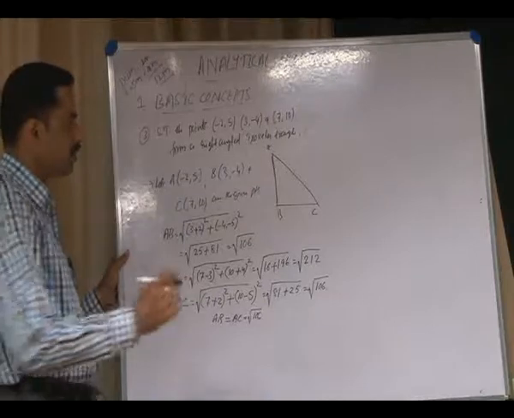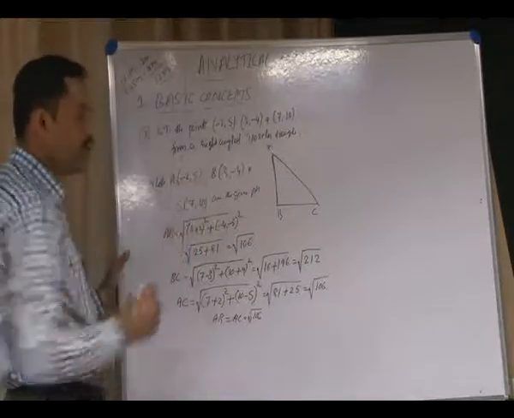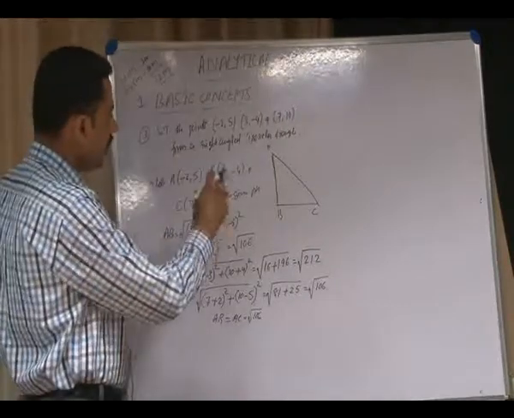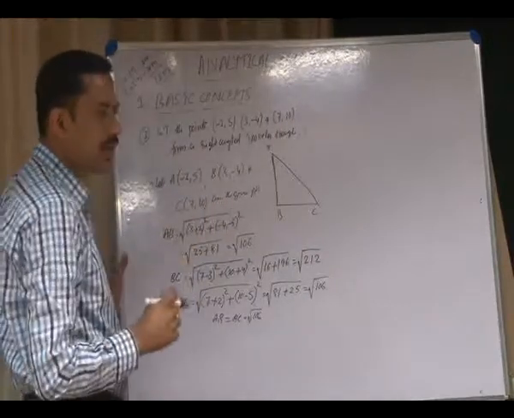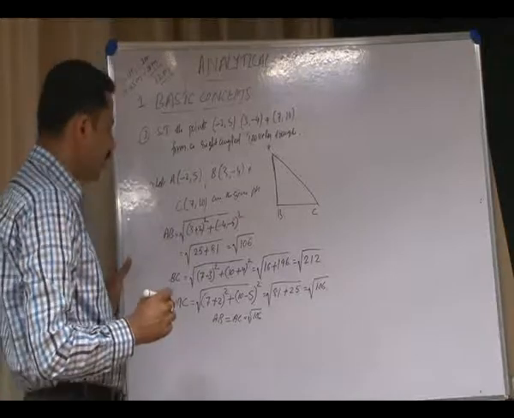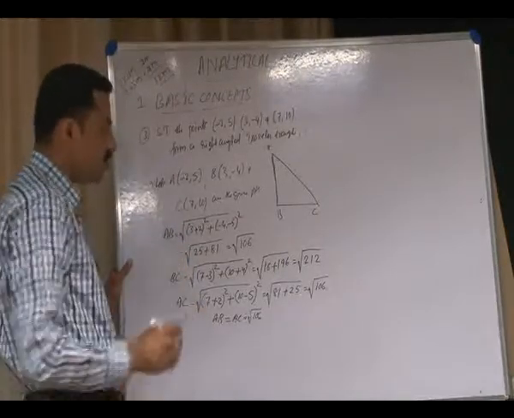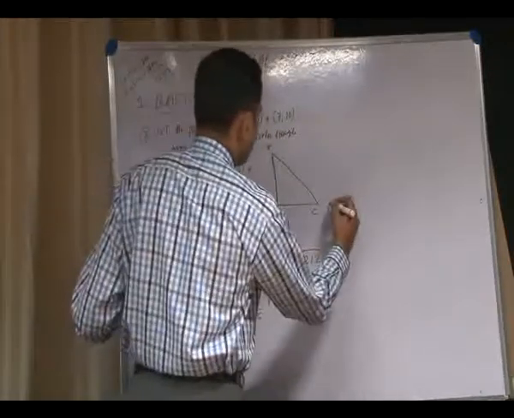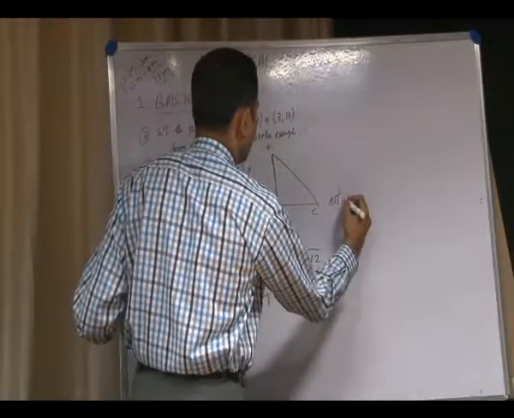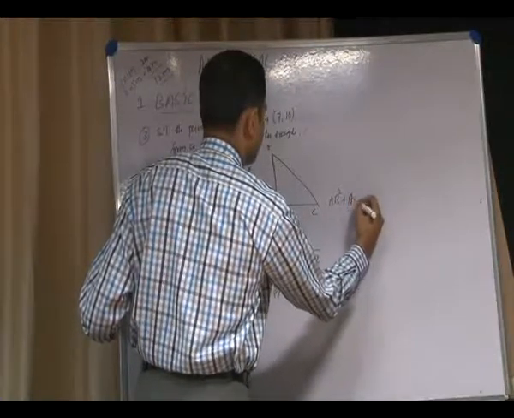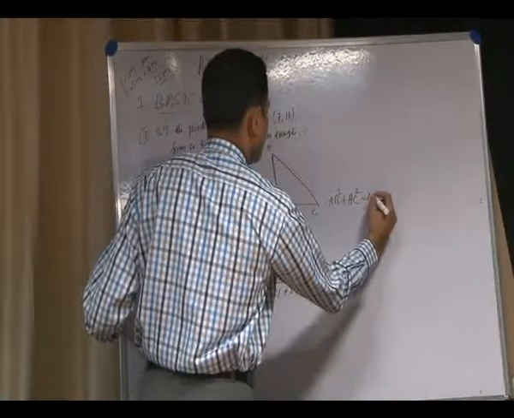In addition to that, you have to prove that this is a right angle triangle also. To prove that, you have to show that this satisfies the Pythagoras relation. That is, the Pythagoras relation means AB square plus AC square is equal to BC square here.